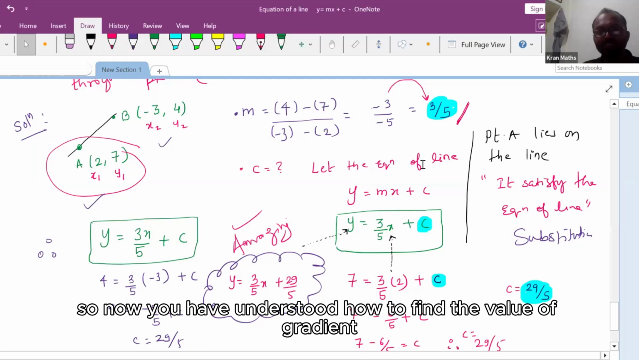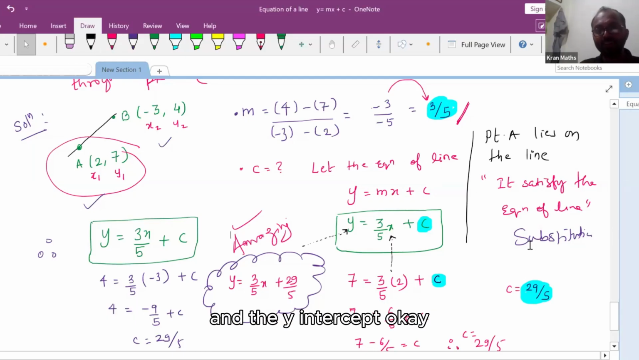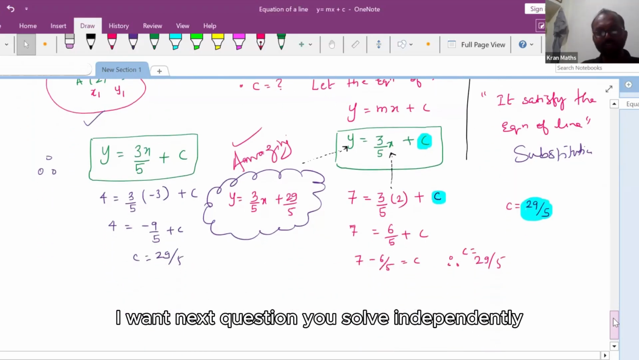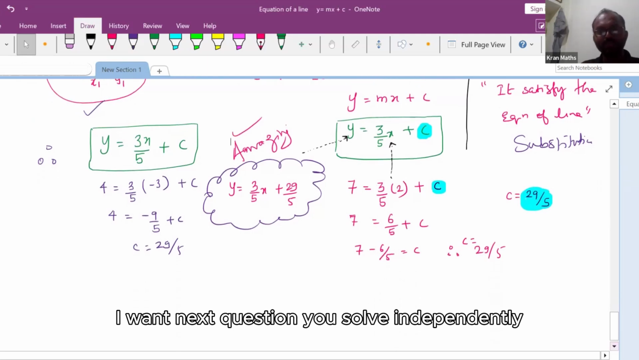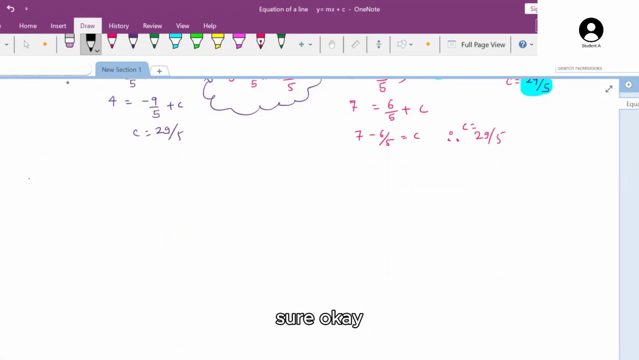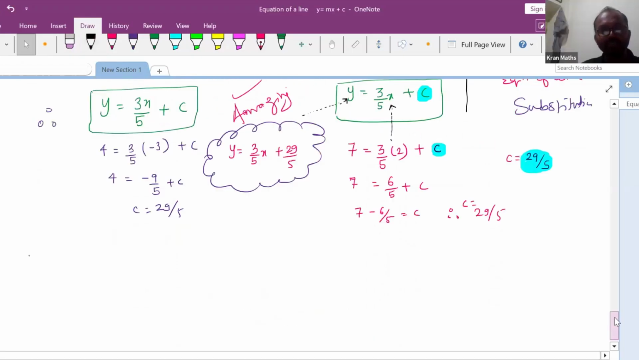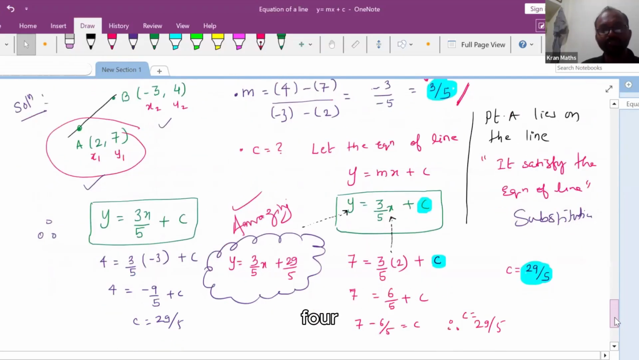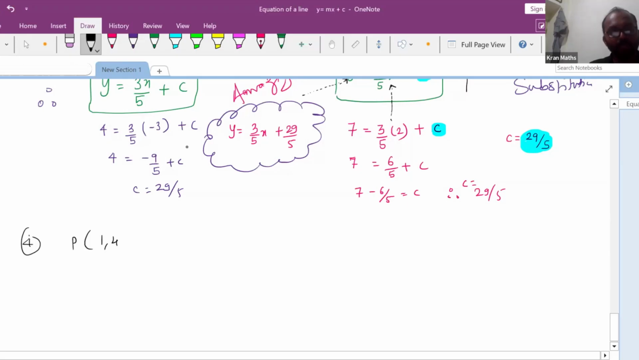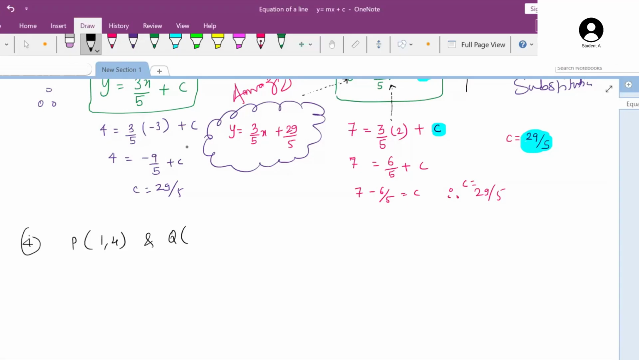Amazing. Okay, so now you have understood how to find the value of gradient and the y-intercept. Now in this question you took my help. I want the next question you solve independently. Ready for the challenge? Sure. Okay, so that's question number 4. Start.